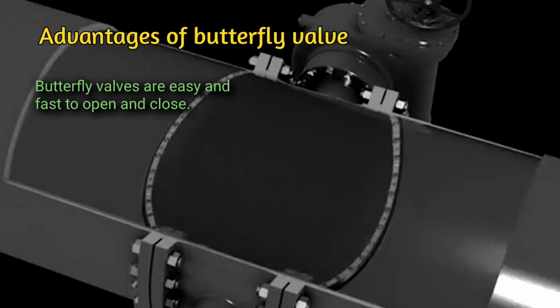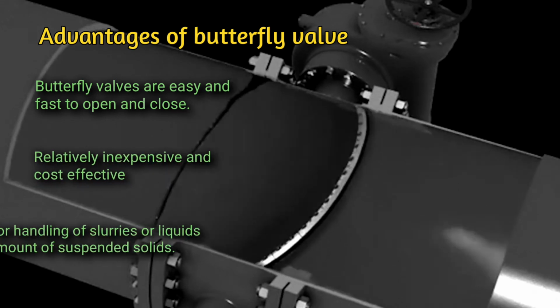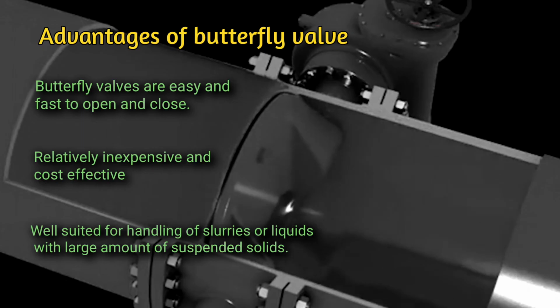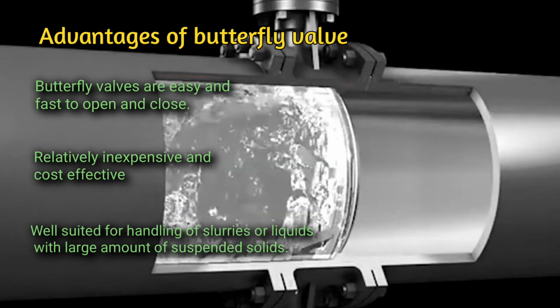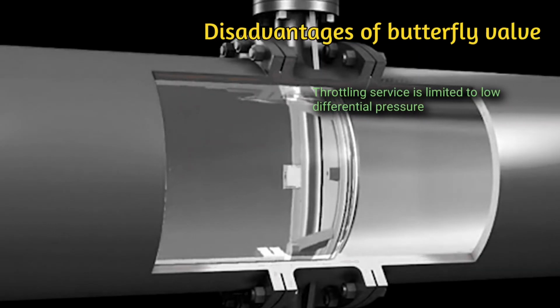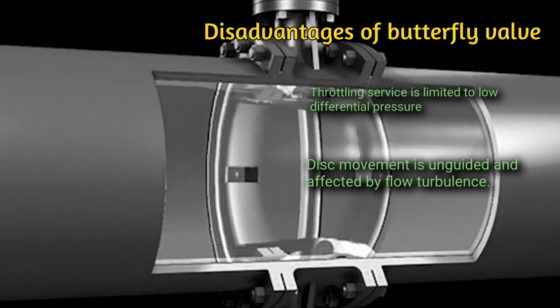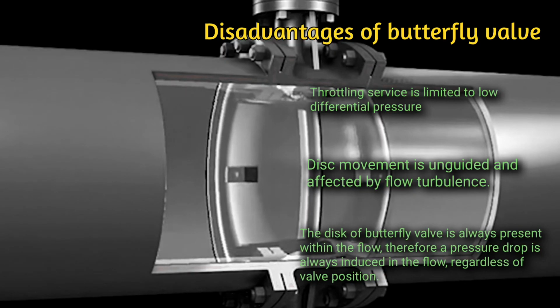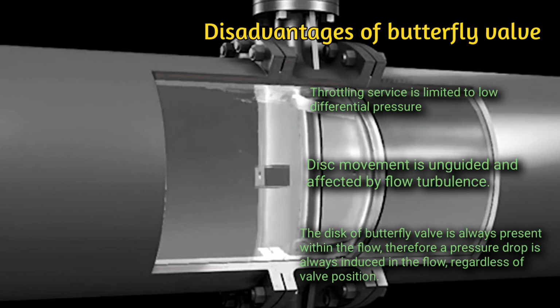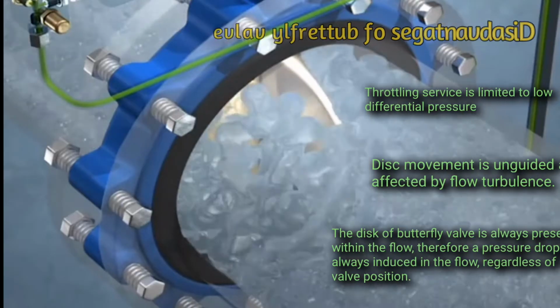Butterfly valves are easy and fast to open and close, relatively inexpensive and cost-effective, well suited for handling slurries or liquids with large amount of suspended solids. Disadvantages of butterfly valve. Throttling service is limited to low differential pressure. Disc movement is unguided and affected by flow turbulence. The disc of butterfly valve is always present within the flow. Therefore, a pressure drop is always induced in the flow, regardless of valve position.